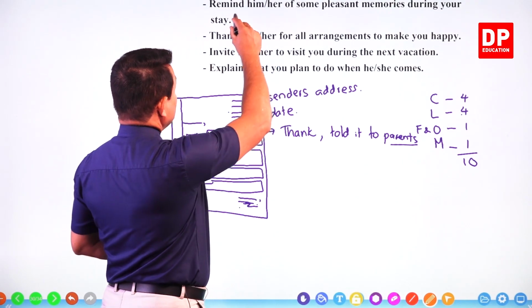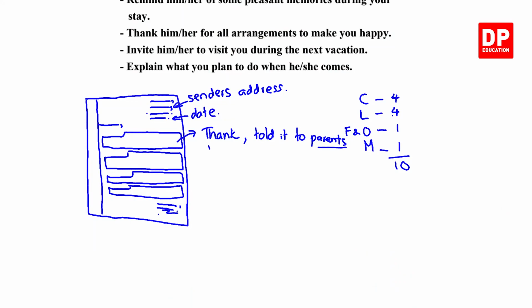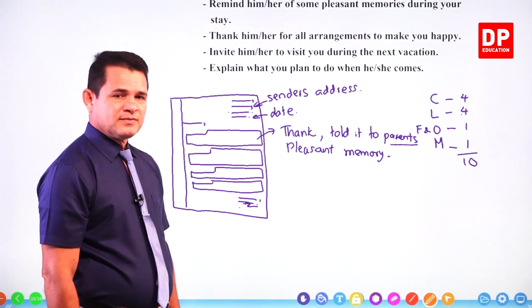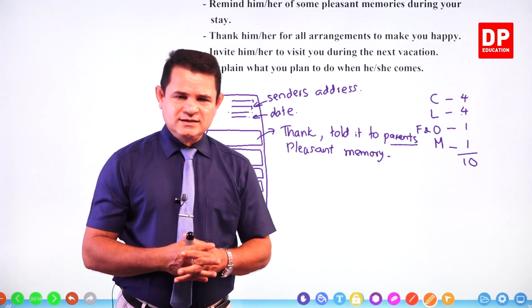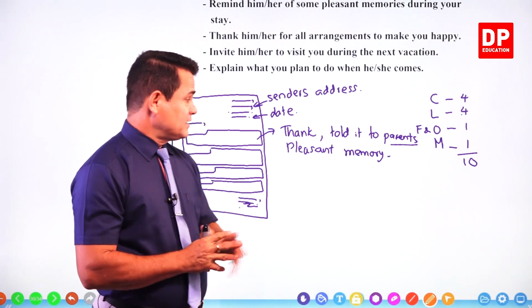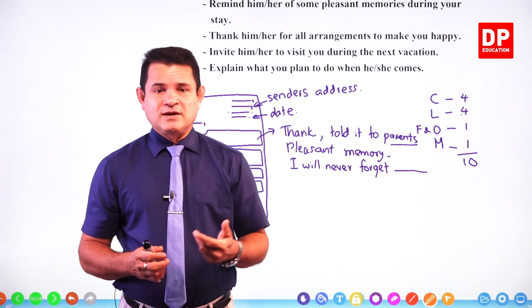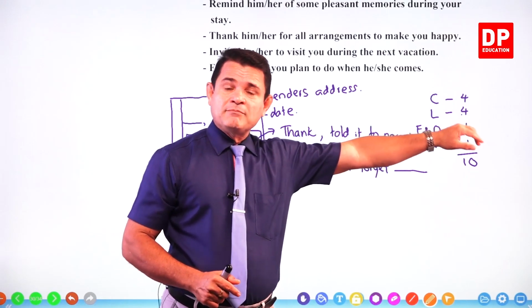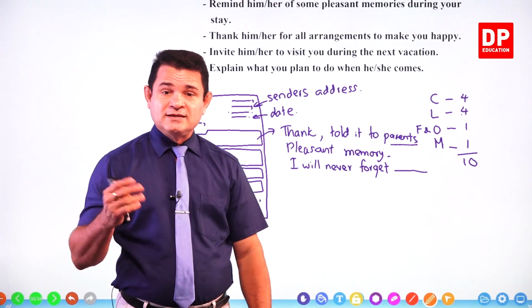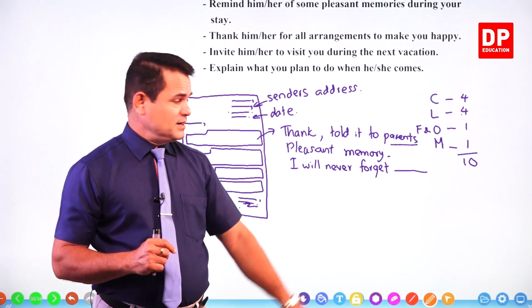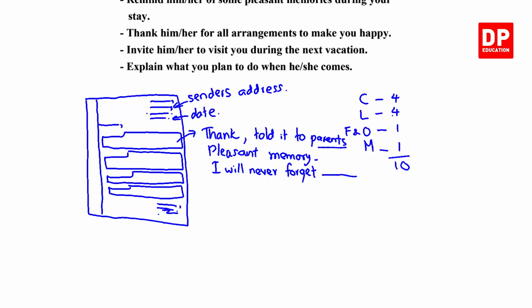And along with that, remind him of some pleasant memories. What is a pleasant memory? You can write that in this paragraph too. It can be an incident or something that you enjoyed. You can write, I will never forget the tasty food that your mother prepared for me during the days that I stayed there. It was really lovely food. I will never forget that.